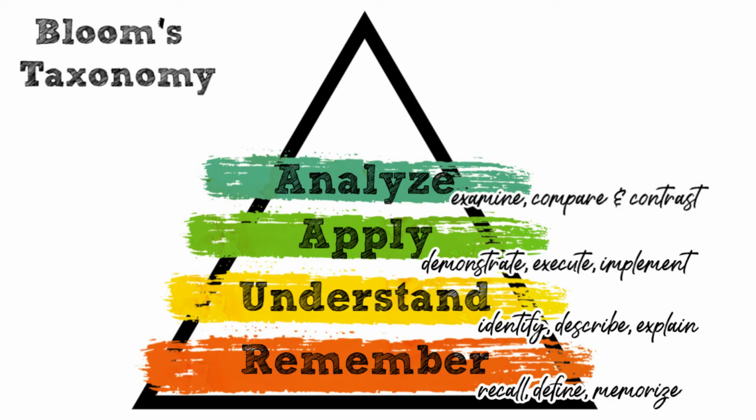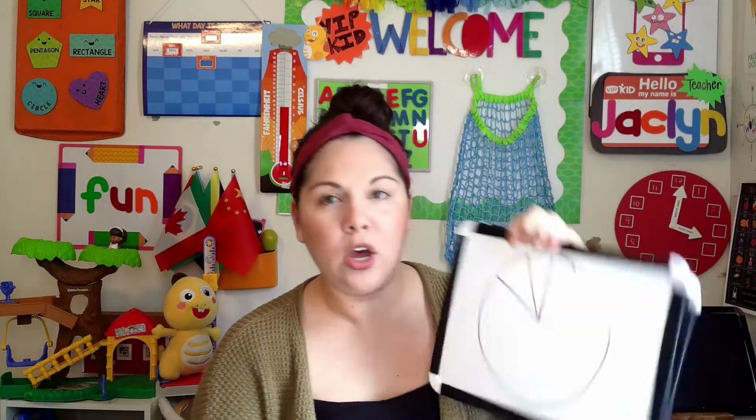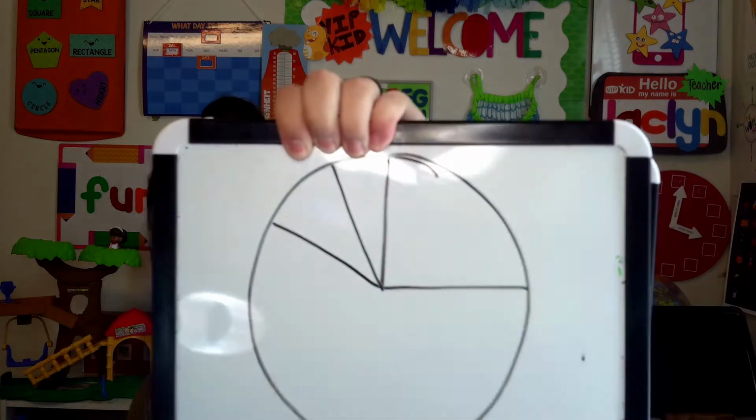Sometimes VIPKid has the charts there for you. Sometimes they don't, or their charts are confusing. So you creating charts for your students is great. I use anything from basic charts where we're listing details about, in this case, animals, or we can use pie charts. Okay, so we're comparing quantities in some type of way.